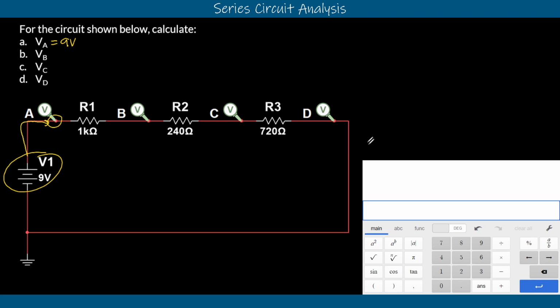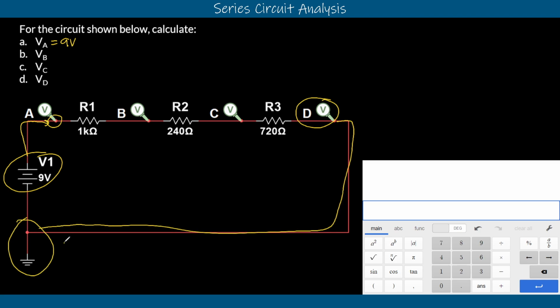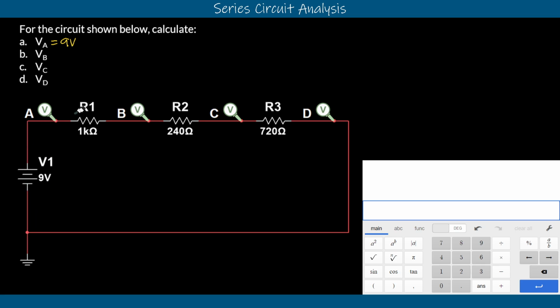And if we continue on down, we see that VD is at the very end. It's actually touching our ground location. So that should be 0 volts. It shouldn't have any voltage potential left at that point. So we can use those two to immediately determine those. So we know that by the end, we get 0 volts, and at the beginning, we have full voltage. So now we just need to figure out what happened to VB and VC.